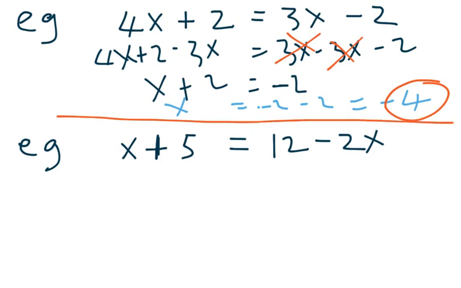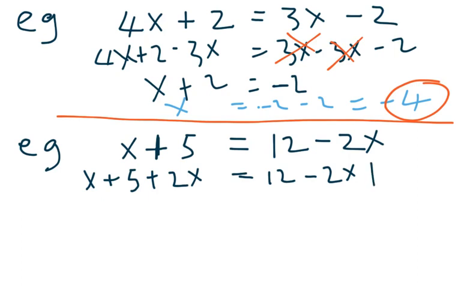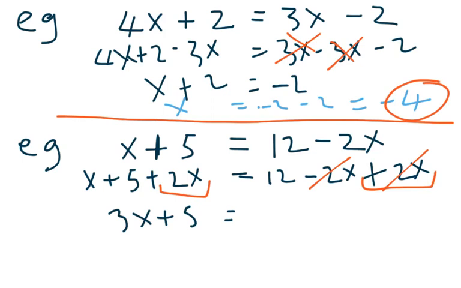Right, next example. I have x + 5 = 12 - 2x. Well, I want to get all my x's onto one side, so I've decided I'm going to add 2x to both sides. So I'm going to have x + 5 + 2x, and that's equal to 12 - 2x + 2x. So this is what I added onto both sides, plus 2x onto both sides. And I did that so that these two would cancel out. And now I'm left with 3x + 5 = 12.